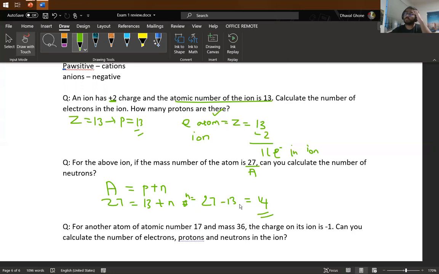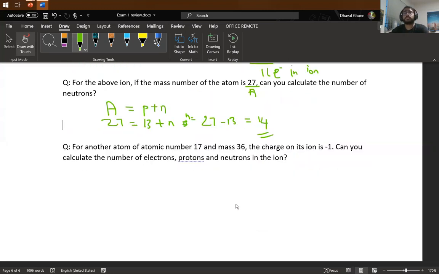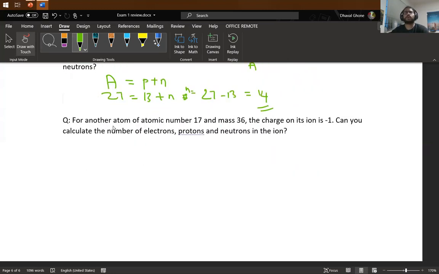Okay, perfect. I'm going to move on to the next question. For another, different atom, the atomic number is 17 and the mass number is 36. The charge on its ion is -1. Can you calculate protons, electrons, neutrons?